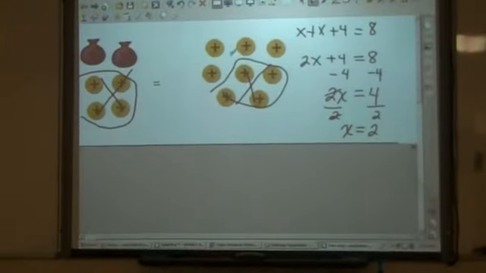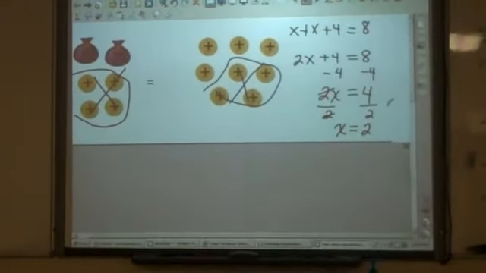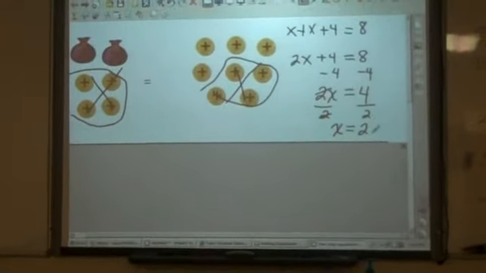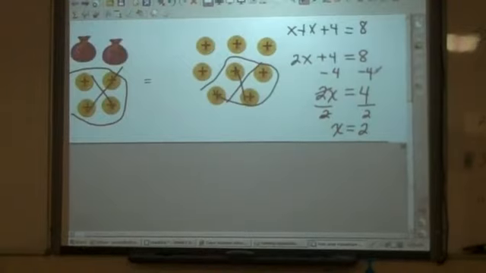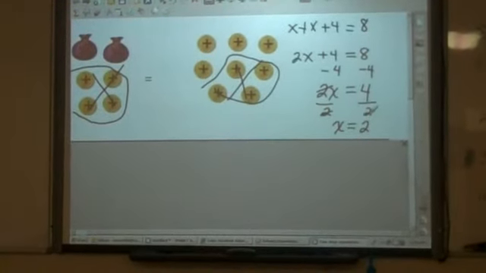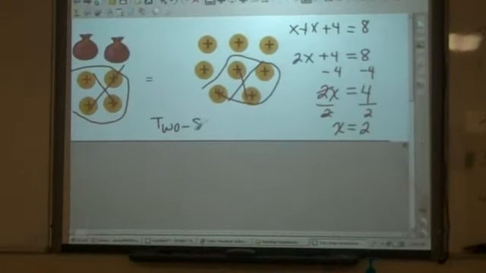So each bag contains 2 coins. My x equals 2. So how many inverse steps did I have to do to solve the equation? Well, here's the beginning amount. I had to do subtraction property of equality, and I had to do division property of equality. Therefore, I have created and I have solved a 2-step equation.